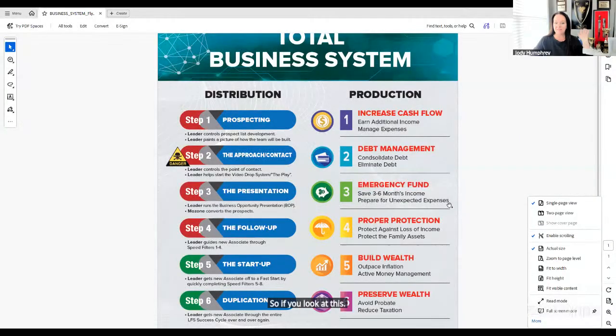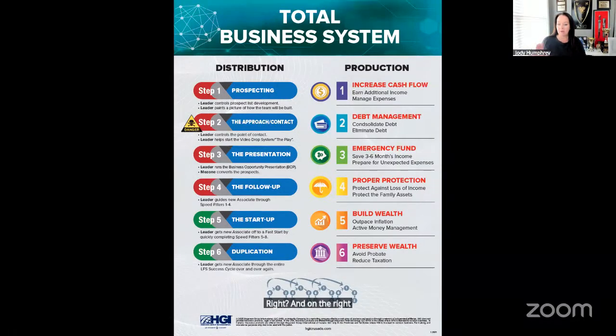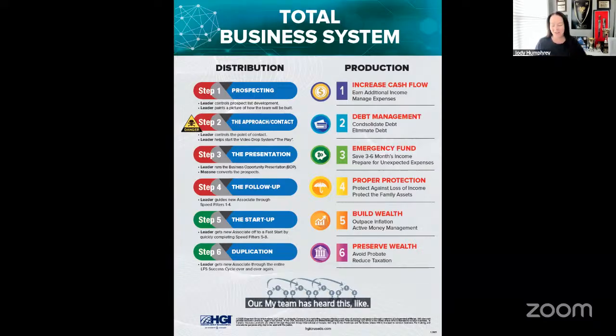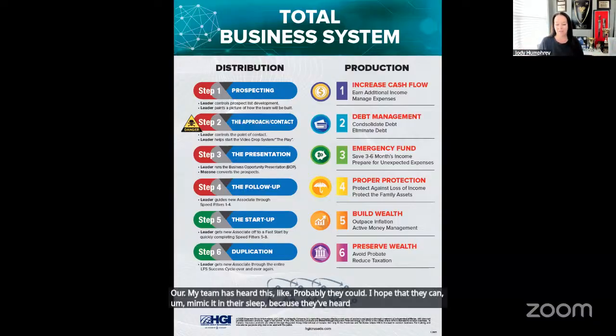So the first thing that I'm going to share with you guys, and you guys have seen this before, is our total business system flyer. So if you look at this, on the left-hand side, we have our distribution, right? And on the right-hand side, we have our production. So when we talk about the 6 steps and 8 filters, typically we're talking about that from our distribution system. How do we grow our business? How do we grow our team? Prospecting. My team has heard this, I hope they can mimic it in their sleep, because they've heard it a lot for the last few weeks. But prospecting, approach and contact, presentation, follow-up, startup, and then finally duplication.